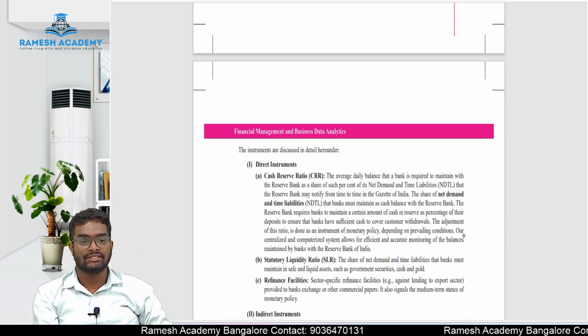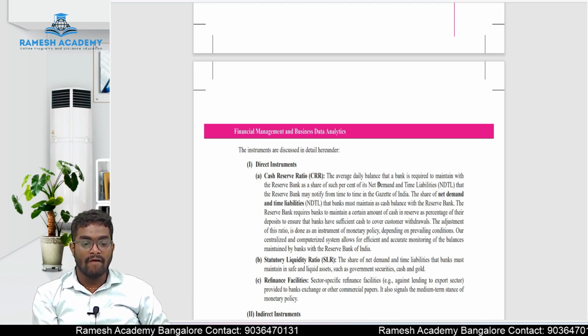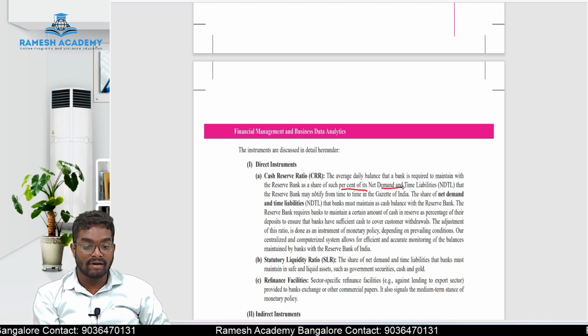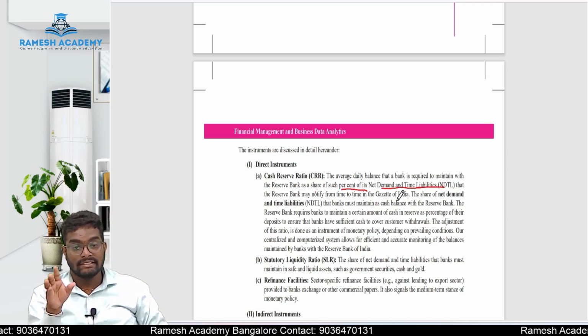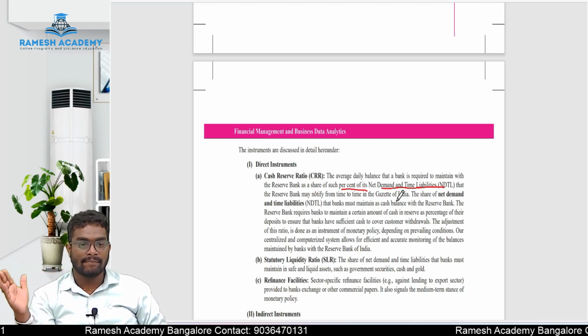First is the cash reserve ratio. What is this cash reserve ratio? The average daily balance that a bank is required to maintain with the Reserve Bank is a share, at such percentage, of its net demand and time deposits. So RBI is telling that the average balance of your demand and time deposits.